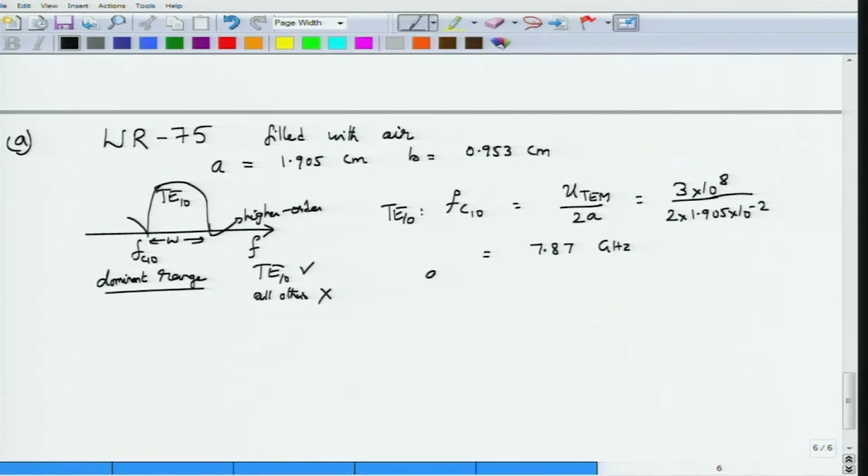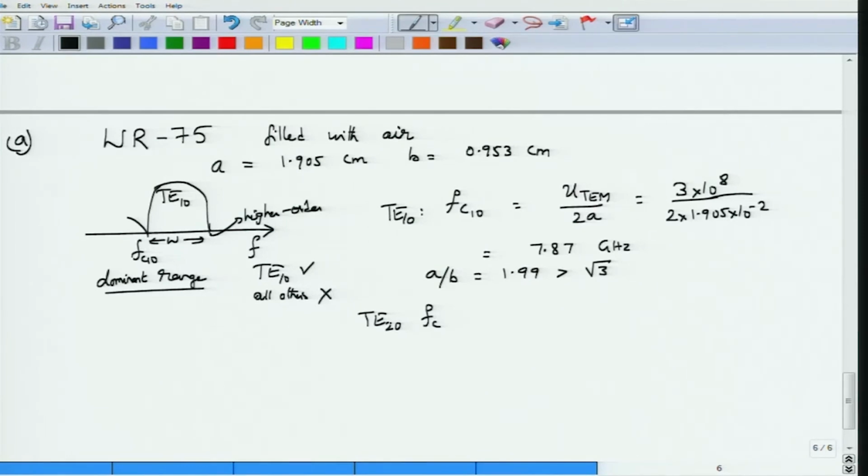Now what is the ratio of a by b? The a by b ratio is 1.99, and once you find that the ratio of a to b is greater than square root of 3, the dominant region would end when the next higher order mode, if you find out, that would be TE20 mode.